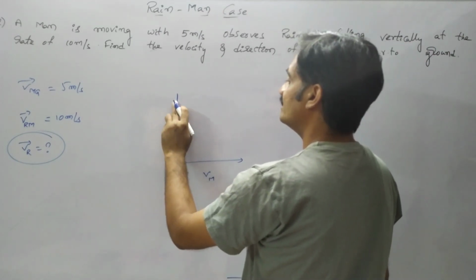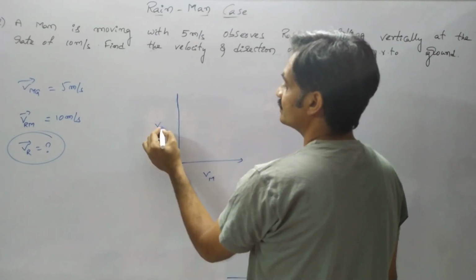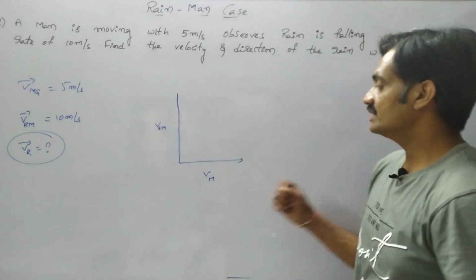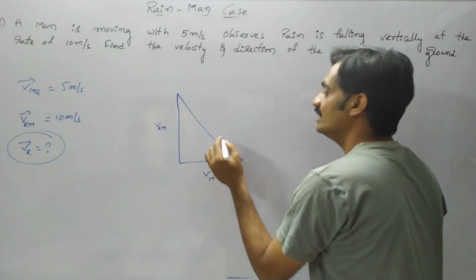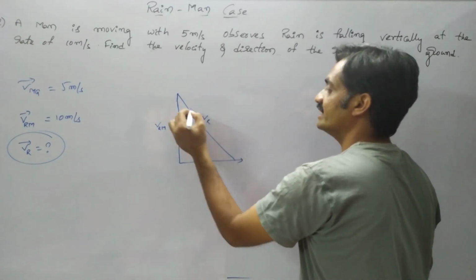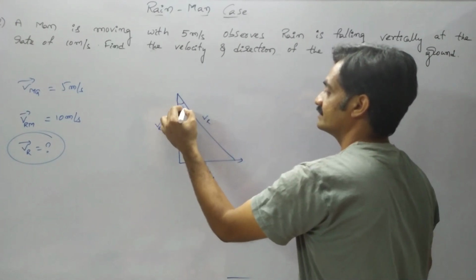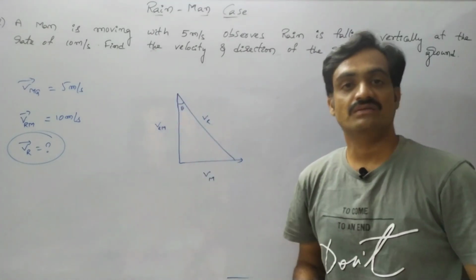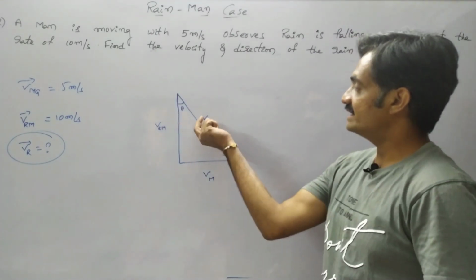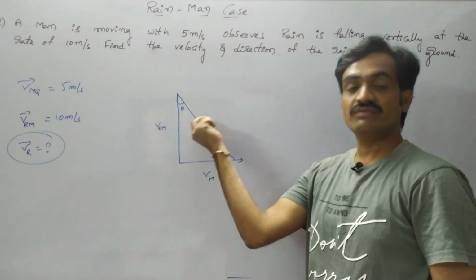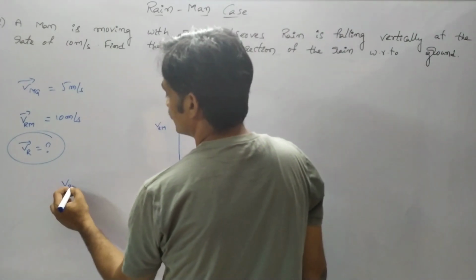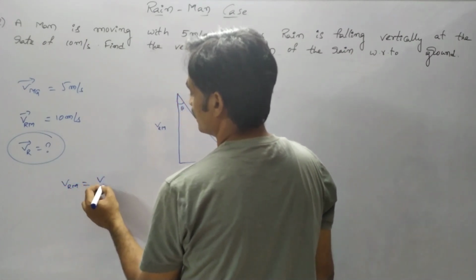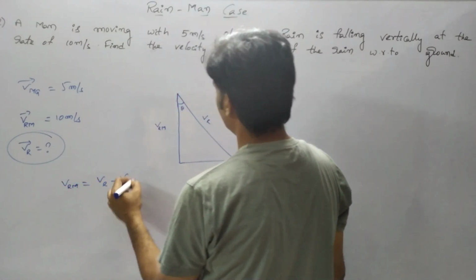Here the velocity of the rain with respect to the man is falling vertically like this. As I observe, the rain is falling at an angle of theta with respect to the vertical. Now we have to represent the direction as well as the magnitude of the velocity of the rain. We know that the velocity of the rain with respect to man is equal to the velocity of the rain minus the velocity of the man.